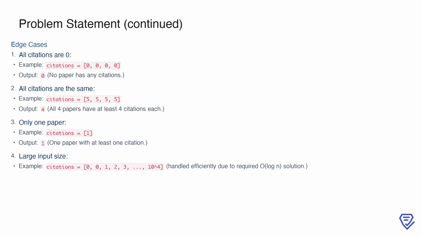For instance, if all citations are 0, such as citations equals 0, 0, 0, 0, the output will be 0 because no paper has any citations. If all citations are the same, such as citations equals 5, 5, 5, 5, the H-index will be the number of papers, which is 4 in this case, because all 4 papers have at least 4 citations each. For a single paper, such as citations equals 1, the H-index is 1 because the single paper has at least 1 citation. Lastly, for large input sizes, such as an array ranging from 0 to 10,000, the algorithm's efficiency becomes crucial, and the required O(log n) complexity ensures that even large datasets can be handled effectively.